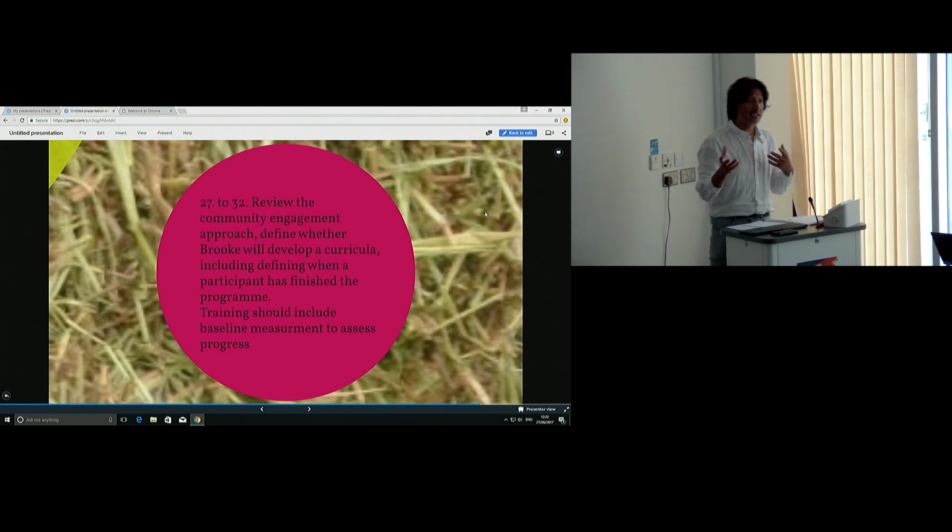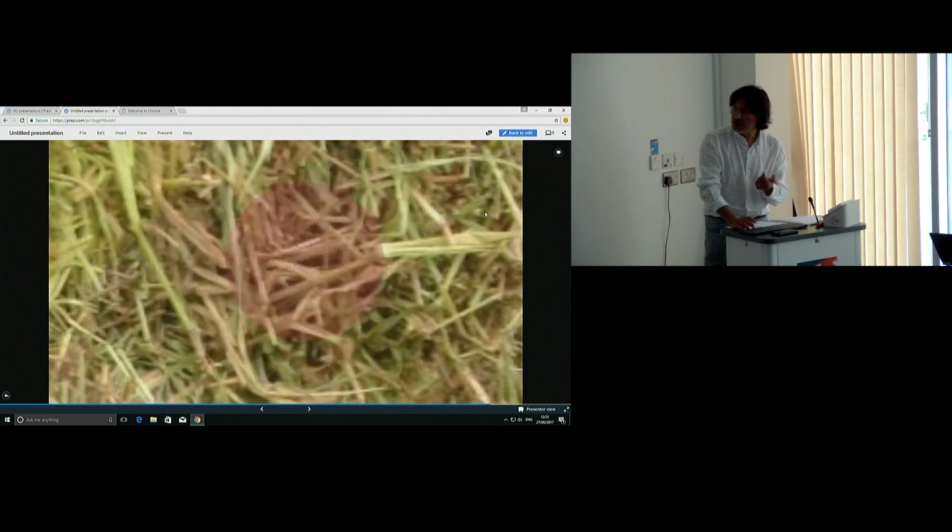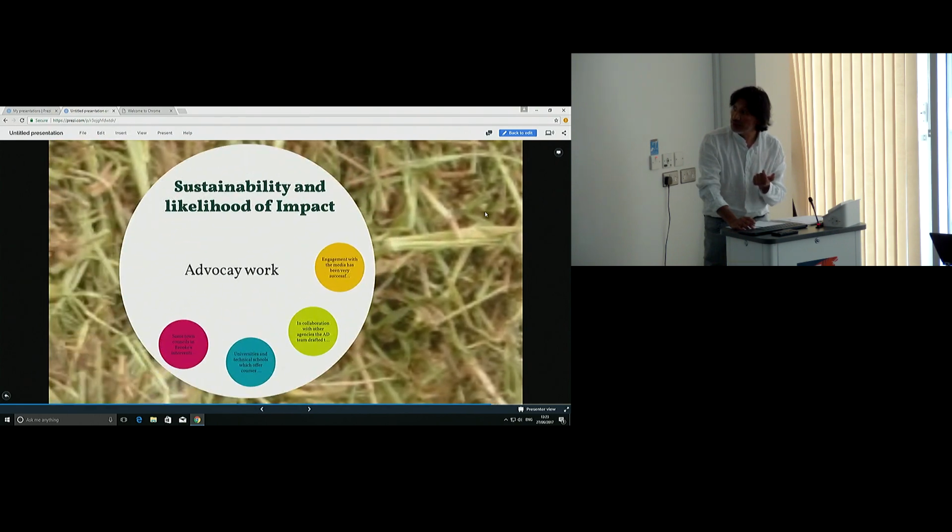It seems that the team couldn't define whether they were going to train with a curriculum, or have a program to learn, or work with the community, strengthen the community and help them improve their livelihood. That is clearly reported there. Training should include baseline measurement to assess progress, but it seems that we didn't have a baseline, so we couldn't assess the project.